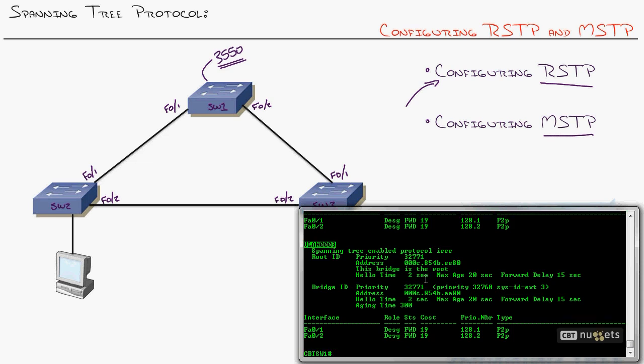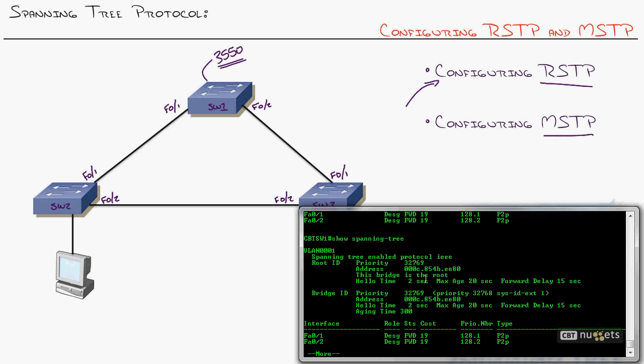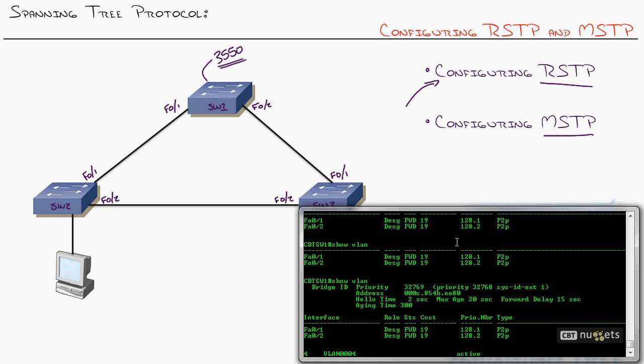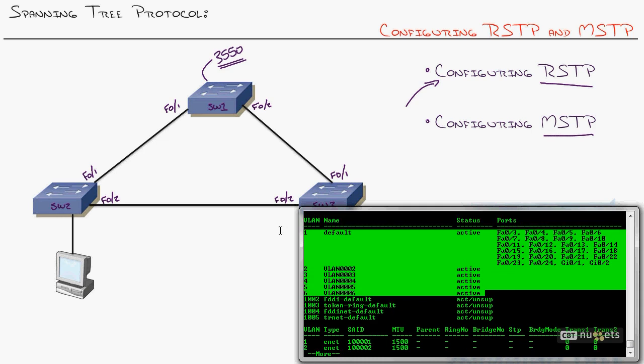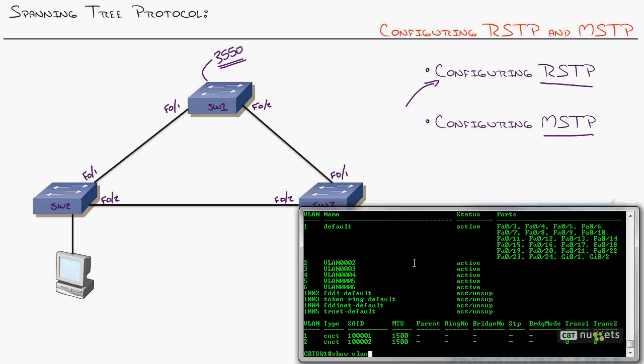So this is, we'll call it Cisco proprietary, but it's really become kind of a de facto standard, that it's going to run one instance of spanning tree on a per VLAN basis. As a matter of fact, when I do a show VLAN, I see that I have 6 different VLANs that are active on here. So I know that there's going to be 6 instances of spanning tree running on this switch. Let's go back to the show spanning tree.